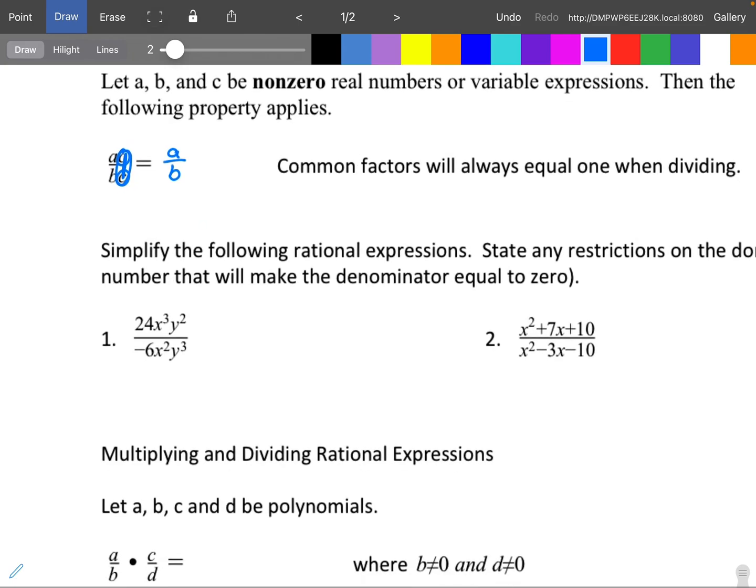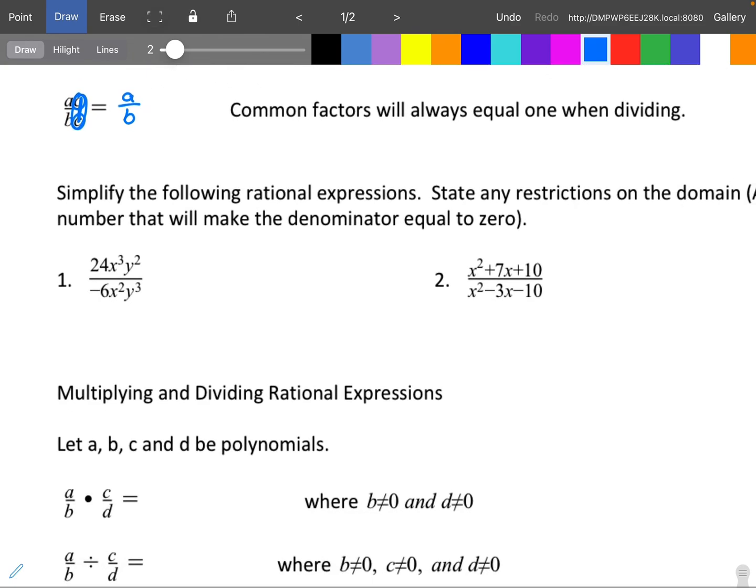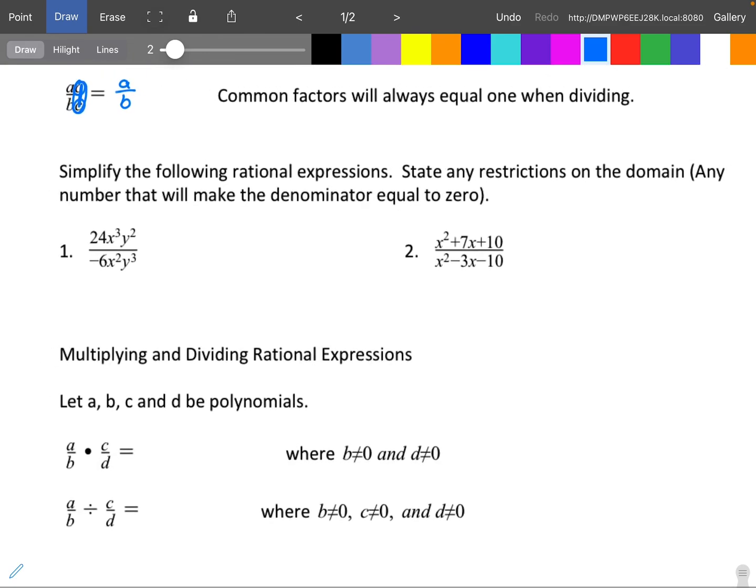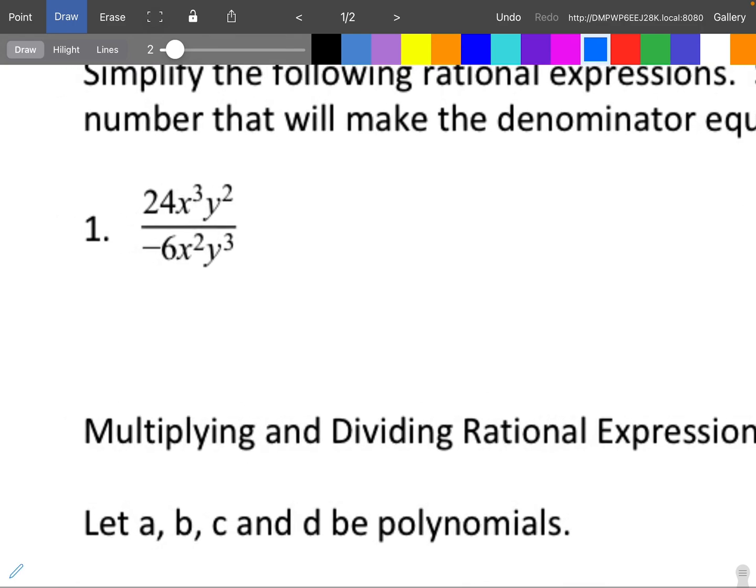Now we want to apply that to something that has a little bit more to it. So we're going to simplify the following rational expressions, and we're going to state any restrictions on the domain. The restrictions on the domain are any number that will make the denominator equal to 0. So that's the key: the denominator cannot be 0. The numerator can, that's fine. The denominator cannot equal 0.